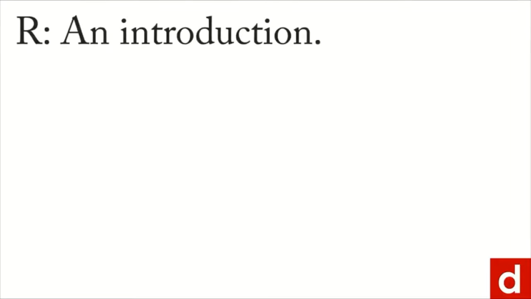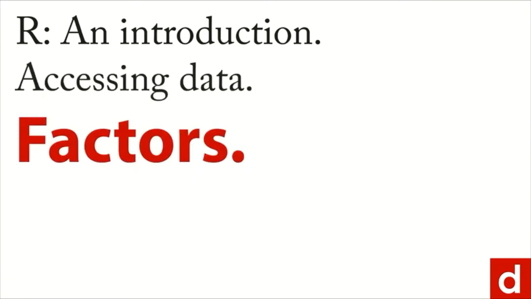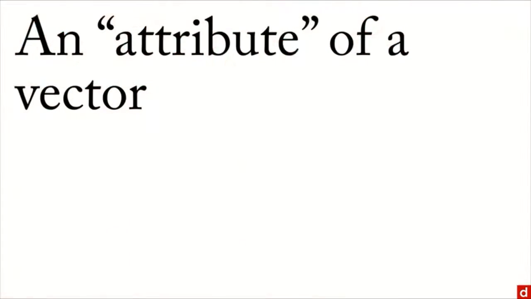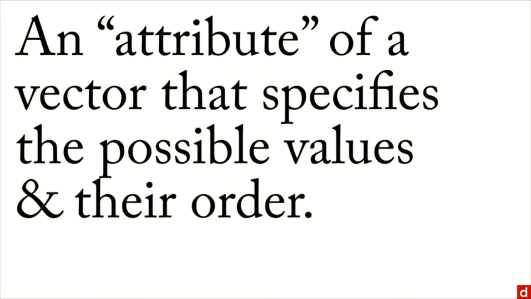To continue our introduction and accessing data, we want to talk about factors, and depending on the kind of work that you do, this may be a really important topic. Factors have to do with categories and names of those categories. Specifically, a factor is an attribute of a vector that specifies the possible values and their order.